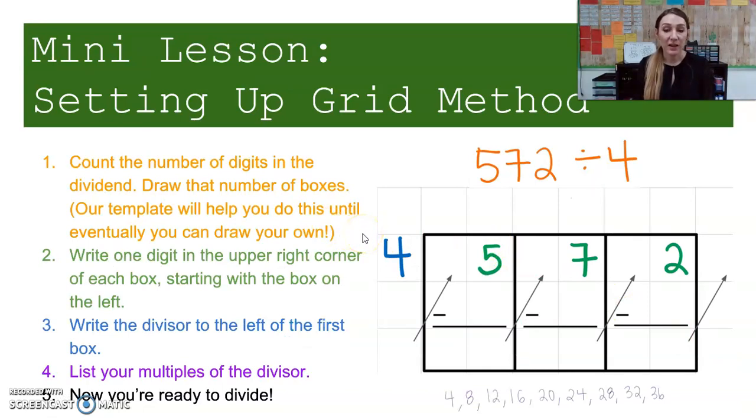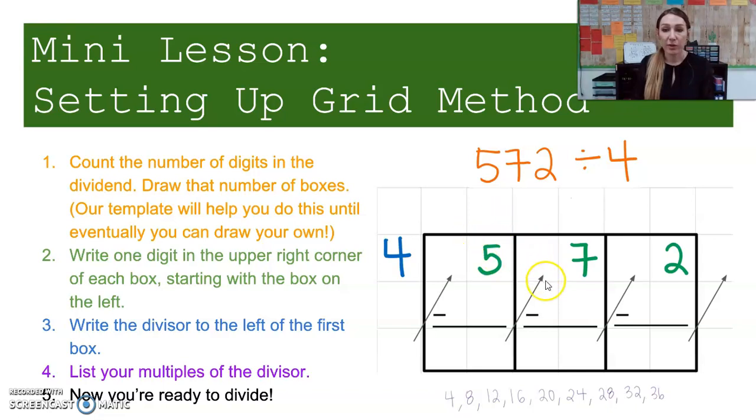A grid method is handy when our numbers are too large to use repeated subtraction or arrays or equal groups. So as our numbers are getting larger, we need a new strategy on how to solve these long division problems. So to set up our grid method, we're going to start by counting the number of digits in the dividend. So we're going to count 1, 2, 3 digits in our dividend, and then we're going to draw that number of boxes. So I'm going to be using a template today that I will also upload for you, and I'm also going to put in a video on how to set up this box division using blank lined paper.